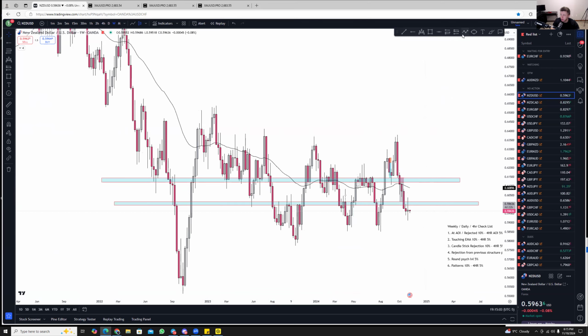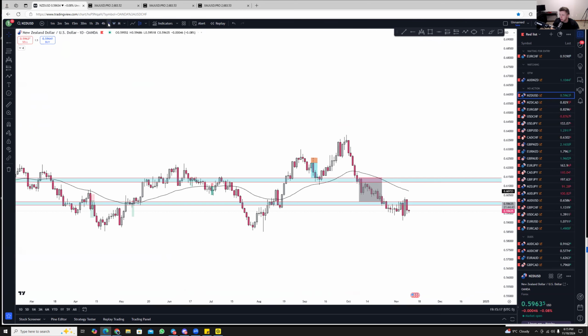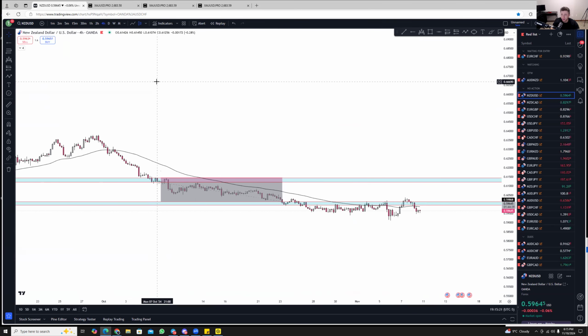We're looking for where price would come up and reject and sell again. So that's kind of what we're looking for. We said our weekly is bearish and our daily is bullish, and our 4 hour is also bullish.